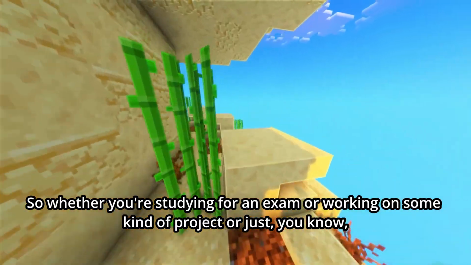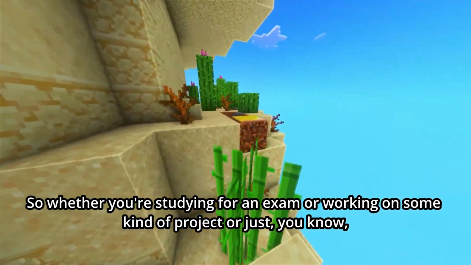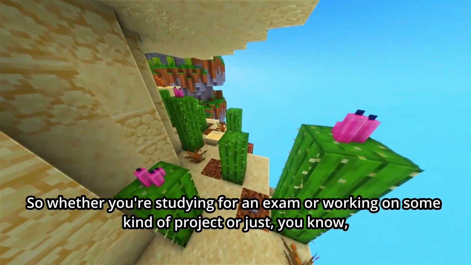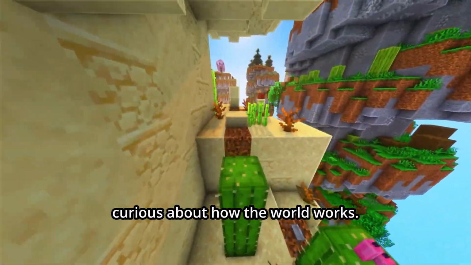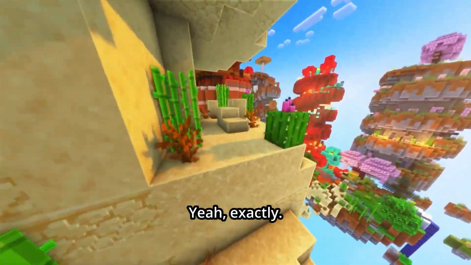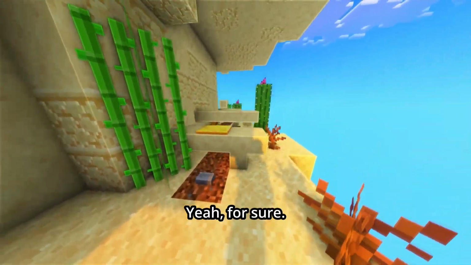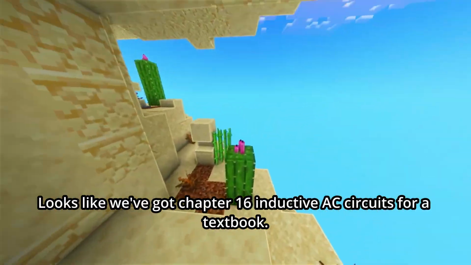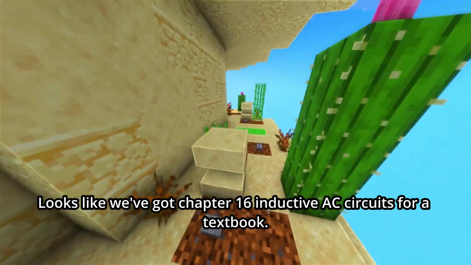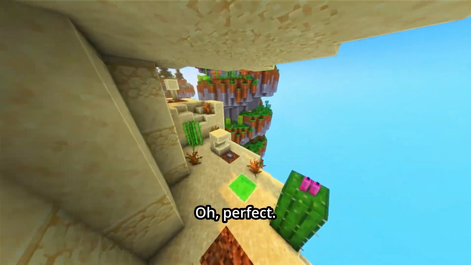So whether you're studying for an exam, working on some kind of project, or just curious about how the world works, we're here to make it all make sense. And to help you really remember this stuff, make it a little bit fun. Yeah, for sure. Looks like we've got Chapter 16, Inductive AC Circuits, from a textbook.